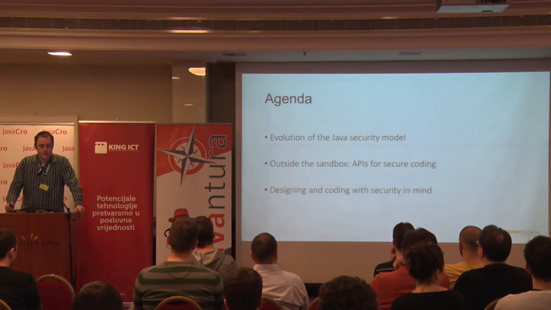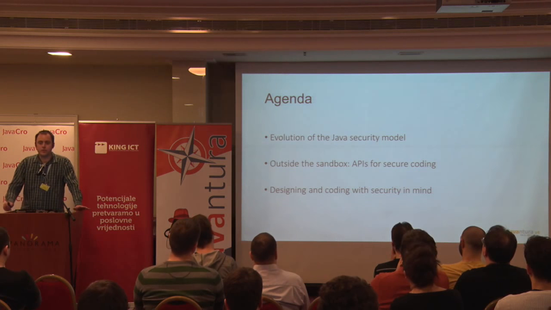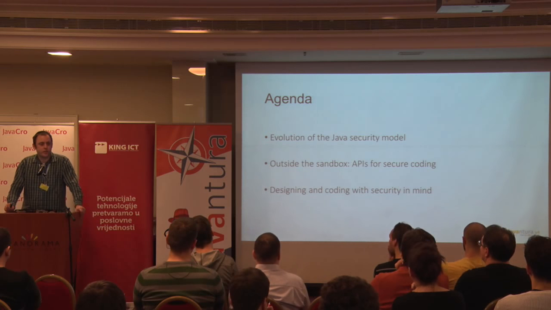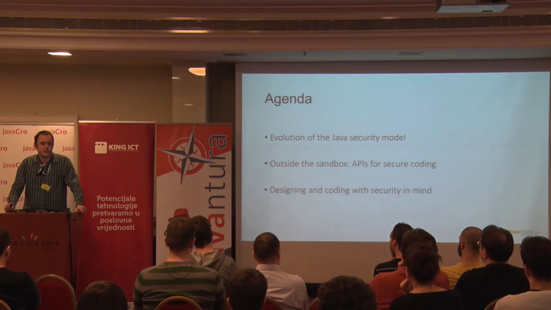So in this talk, we'll start discussing what the security sandbox model of the JVM is. Then we'll discuss briefly what the supporting security APIs in the JDK are. And finally, we'll see some best practices that you should consider when you develop your Java applications, considering that security model.